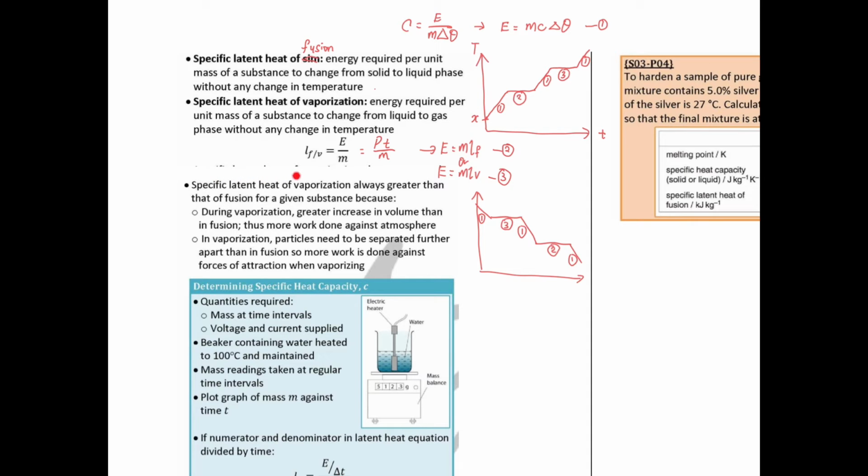Specific latent heat of vaporization is always greater than that of fusion for a given substance because... So that means they are trying to say that this is greater than this. Why? During vaporization, there is a greater increase in volume than in fusion. When I say greater increase in volume, you have to know that the work done is pressure multiplied with change of volume. Okay, so I just add it here.